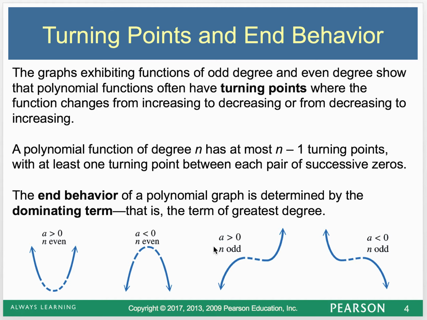If the degree is odd, right, the biggest exponent is odd, it's going to make like a cube shape. If the numeral in front of it is positive, it's going to be the regular cube shape. It's going to be flipped if it's negative, right? Everything's upside down. This, instead of going up, will go down. This, instead of going down, will go up.